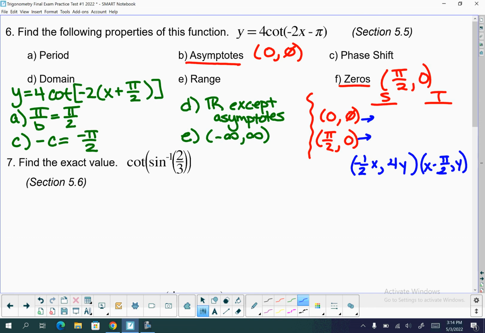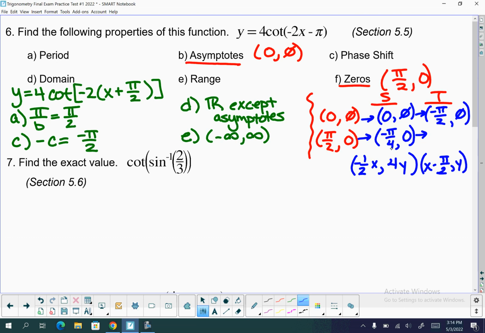So transforming our points, negative 1/2 times each of my x's would be 0, and negative pi over 4. That's a 4. And my y's will still be undefined and 0 when I multiply them by 4. My translations, take each of my x's, subtract pi over 2. So negative pi over 2, we have an asymptote. That's what we needed to know on the transformed function.